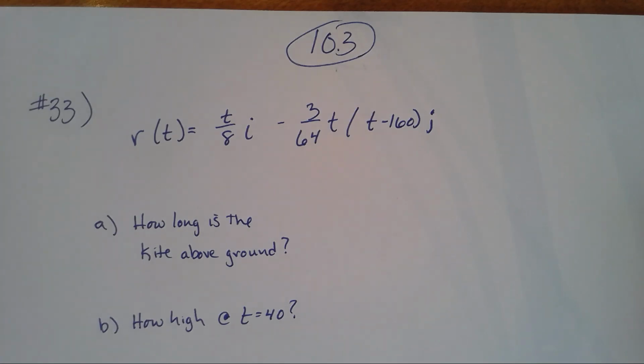10.3, number 33, flying a kite. The position of a kite is given by that, where t is greater than or equal to 0 is measured in seconds, distance is measured in meters. Part A, how long is the kite above ground?